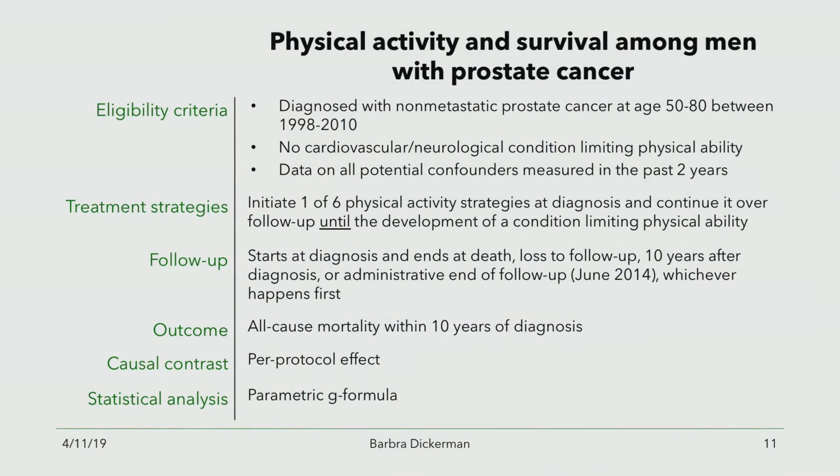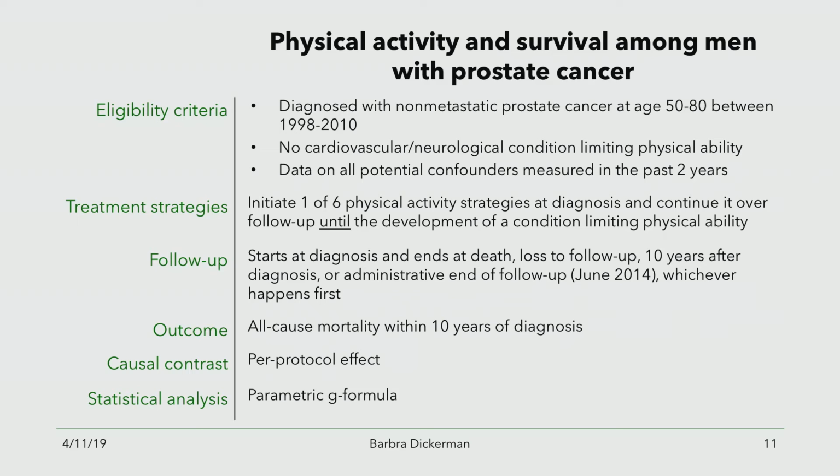And so in this case, eligible men for this study had been diagnosed with non-metastatic prostate cancer. And at baseline, they were free of cardiovascular and neurologic conditions that may limit physical ability. For the treatment strategies, men were to initiate one of 6 physical activity strategies at diagnosis and continue it over follow-up until the development of a condition limiting physical activity. So this is what made the strategies dynamic. The intervention over time depended on these evolving conditions.